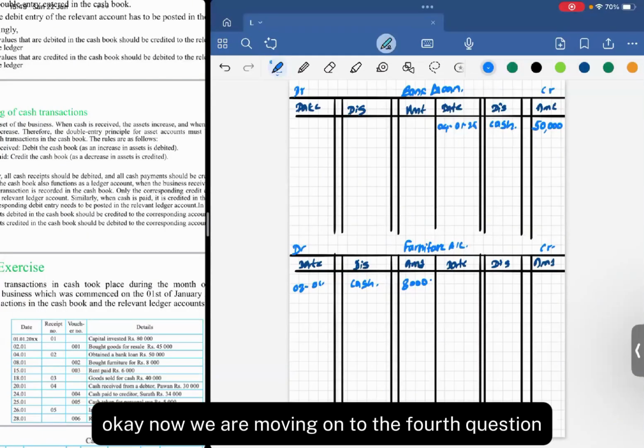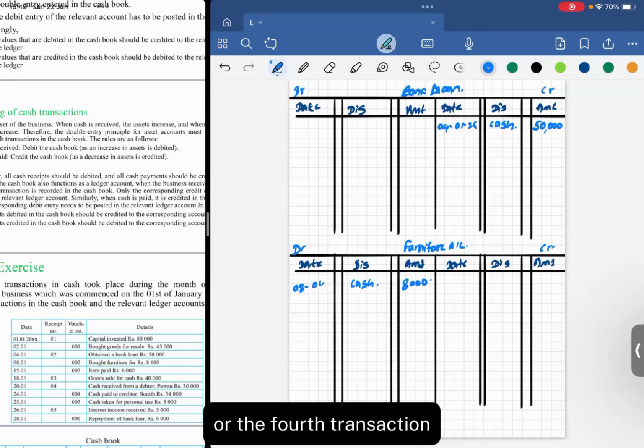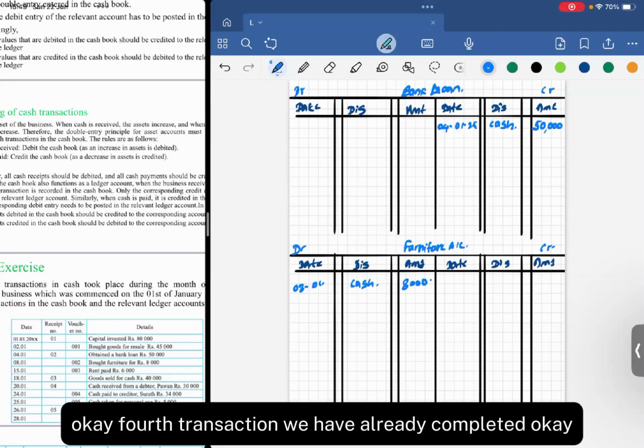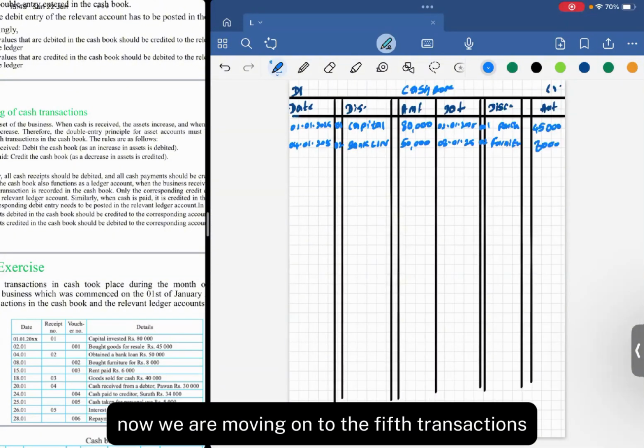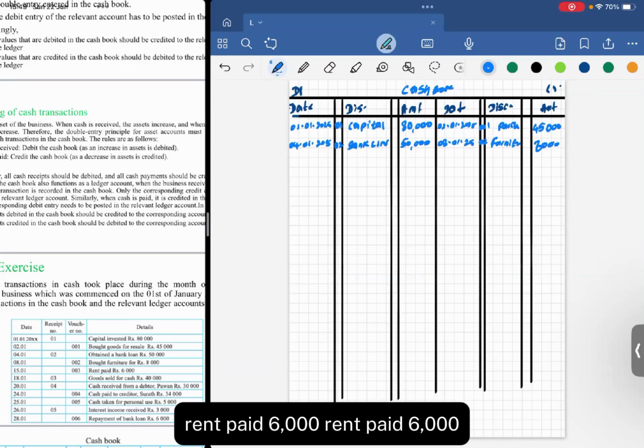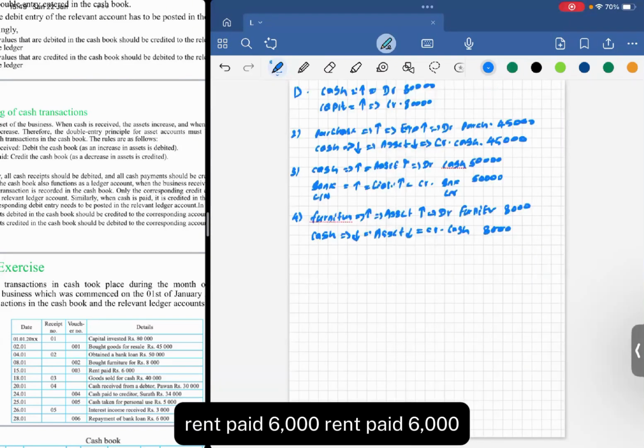Okay, now we are moving on to the fourth transaction. The fourth transaction we have already completed. Now we are moving on to the fifth transaction. Rent paid 6,000. So it's the fifth transaction.